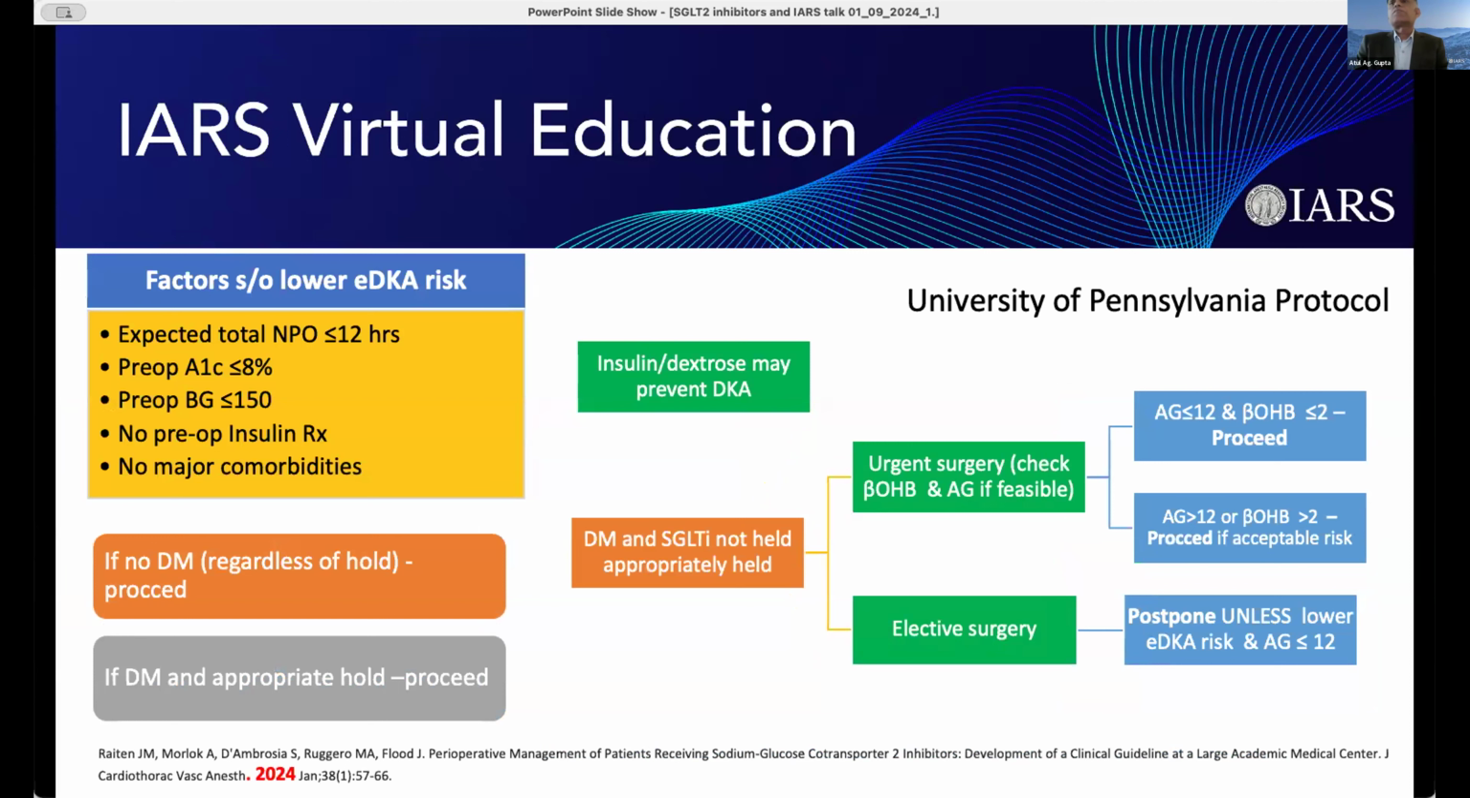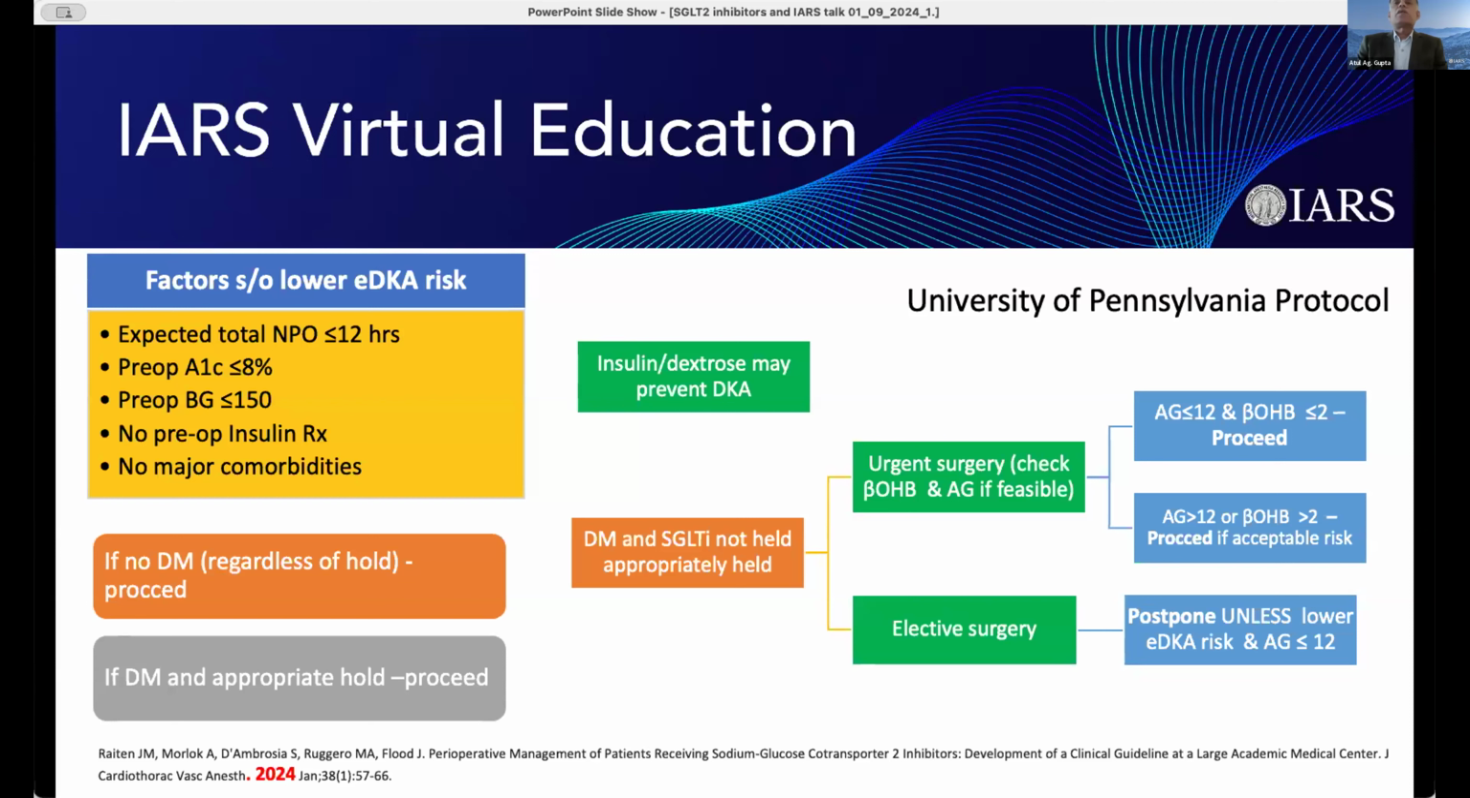So this protocol was just published in the 2024 Journal of Cardiothoracic and Vascular Anesthesia from the University of Pennsylvania. They instituted this protocol system-wide, and the protocol was decided by anesthesiologists, primary care providers, as well as endocrinologists. They came together. The protocol is similar to the protocol from the Australian Diabetes Society, but a little bit different. They used what we call a risk factor approach and a basic metabolic profile, which may be more commonly available. They said if the patient has no diabetes, it's okay to proceed. If the patient is diabetic but has appropriate hold, okay to proceed.